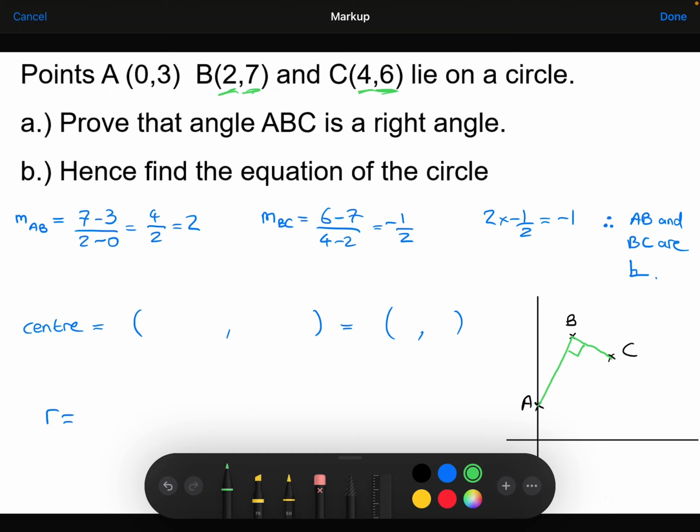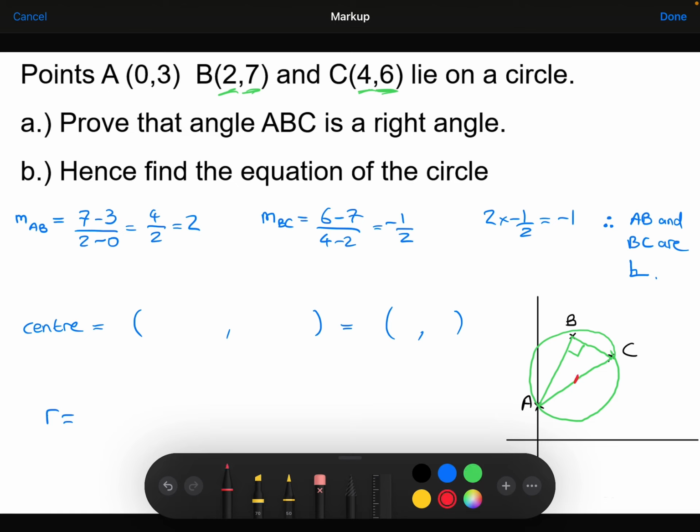Then for part B, it says, hence find the equation of the circle. The fact that I know I've got a right angle there, and my circle is going to look something like this, roughly. That right angle tells me this is definitely a diameter of our circle, from the circle theorem that the angle in a semicircle is 90 degrees. So therefore, I know AC is a diameter.